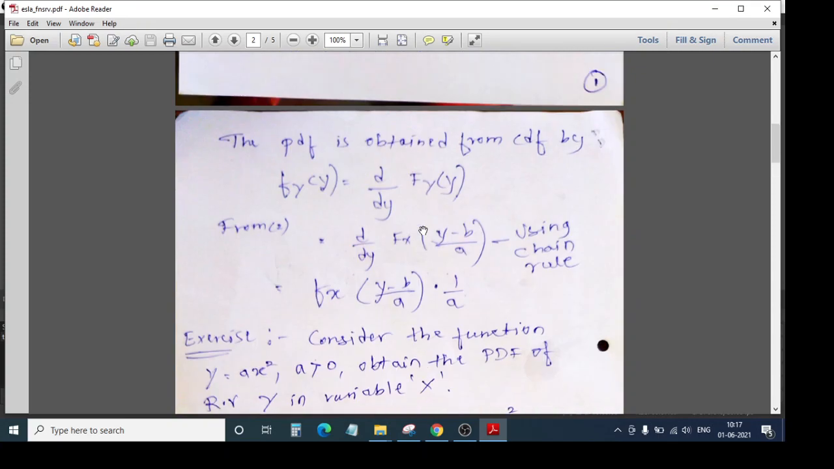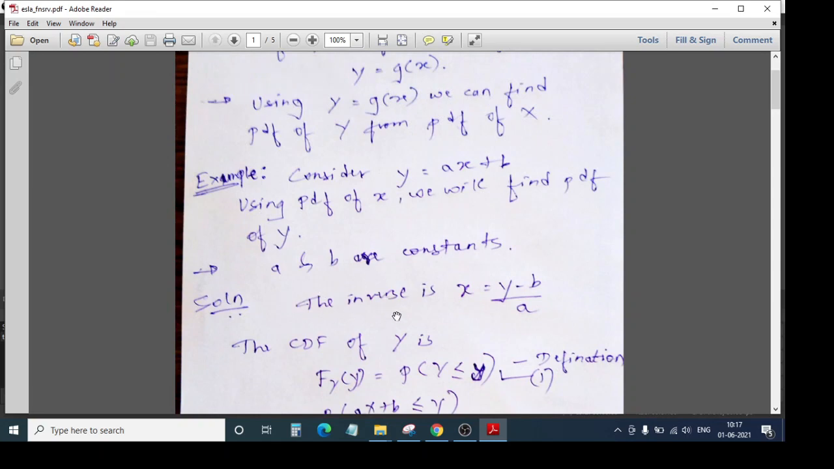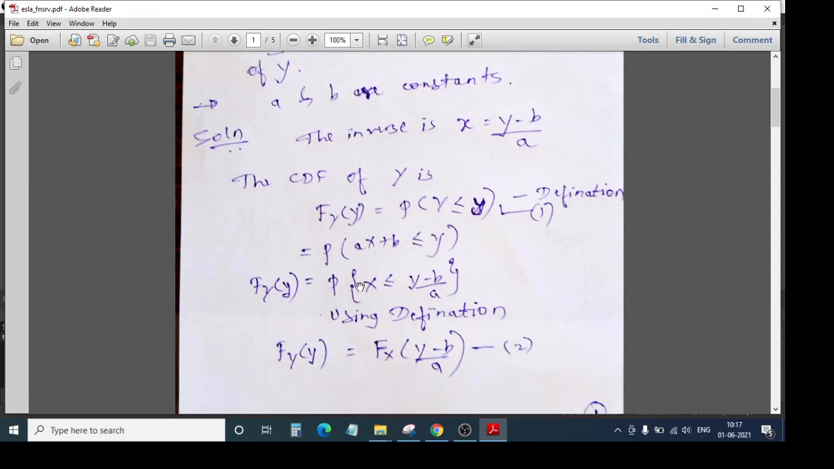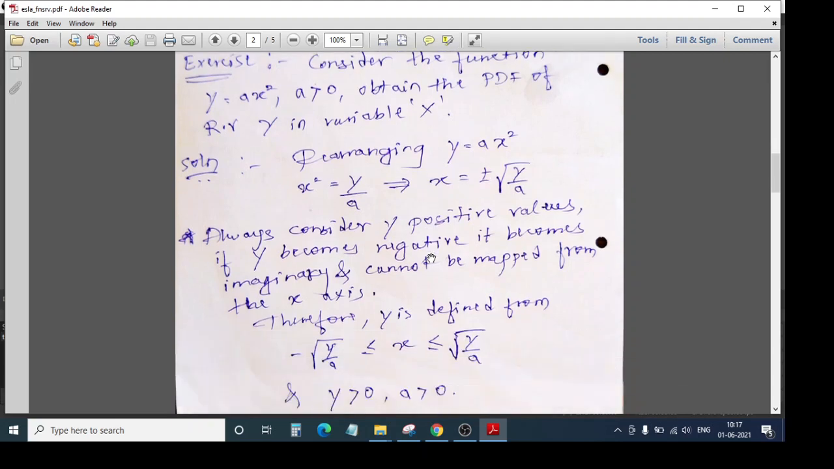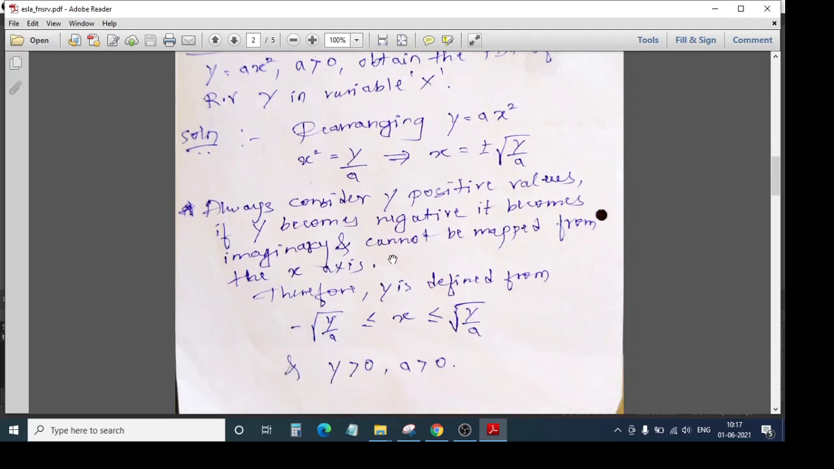So what is the first step? If you observe here, the first step is that we need to find the inverse of the function. The same thing we'll try to do here. So rearrange y is equal to a x square. This is nothing but x square equal to y by a, and we take the square root, so x equals plus or minus square root of y by a. Okay, now here comes a peculiar hindrance. What happens here is, y is taking both positive values as well as negative values. Always remember, if y takes negative values, then it becomes imaginary.